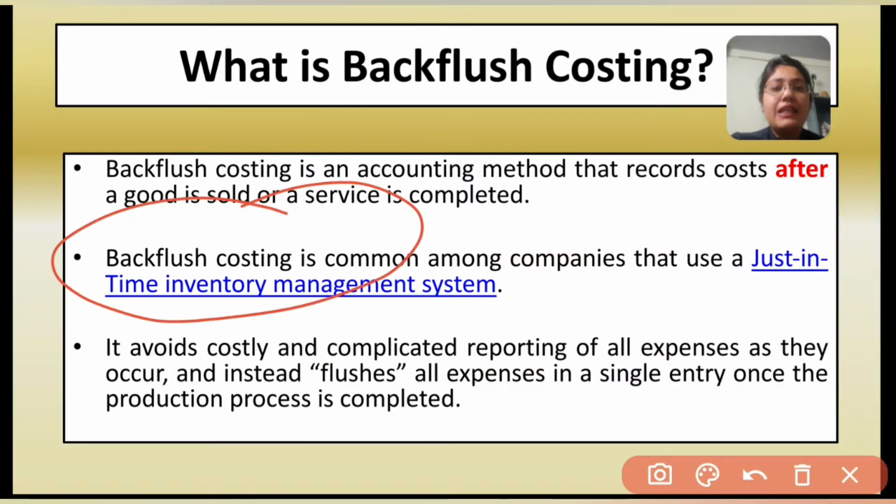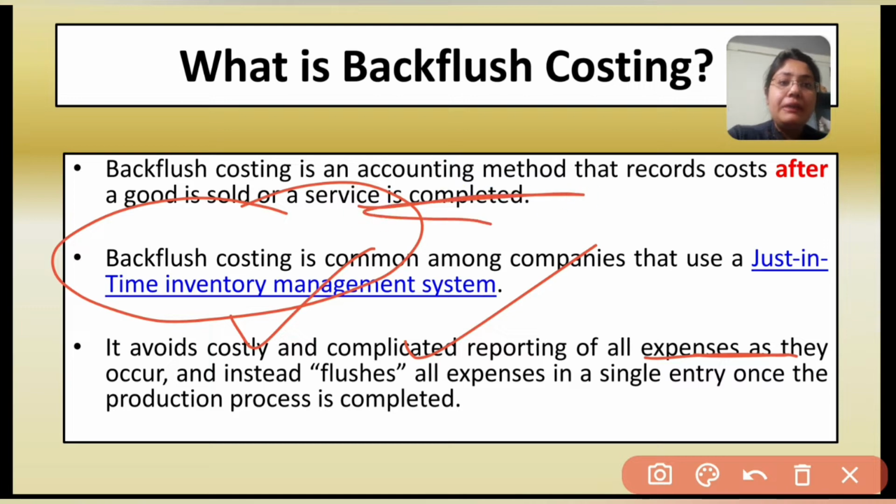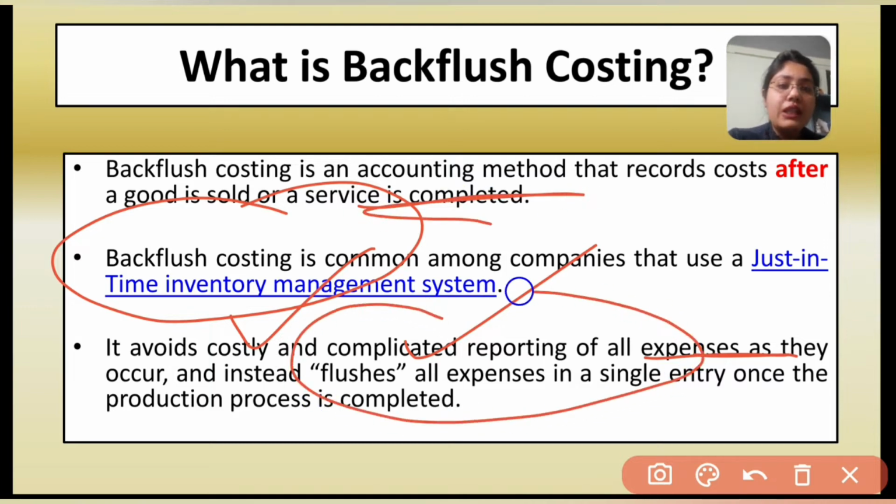Next, we can see that it avoids costly and complicated reporting of all the expenses as they occur. Instead, once the process has been completed, it flushes back all the expenses in a single entry. Right? We are going to understand this with the help of an example as well.